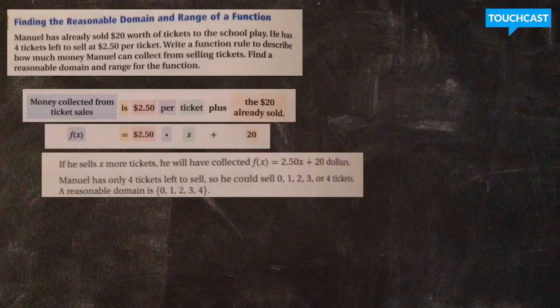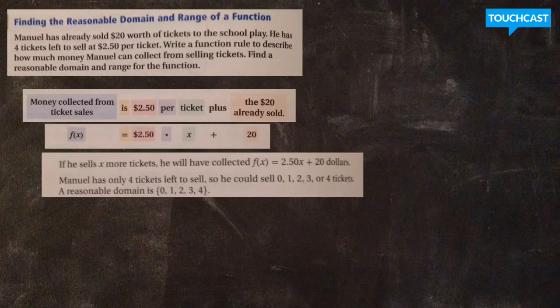Now, if Manuel sells x more tickets, we don't know how many more he sells, but we'll use x to represent any number he could sell. We will have collected f of x equals $2.50 times x plus $20. Now, Manuel has only 4 tickets left to sell.